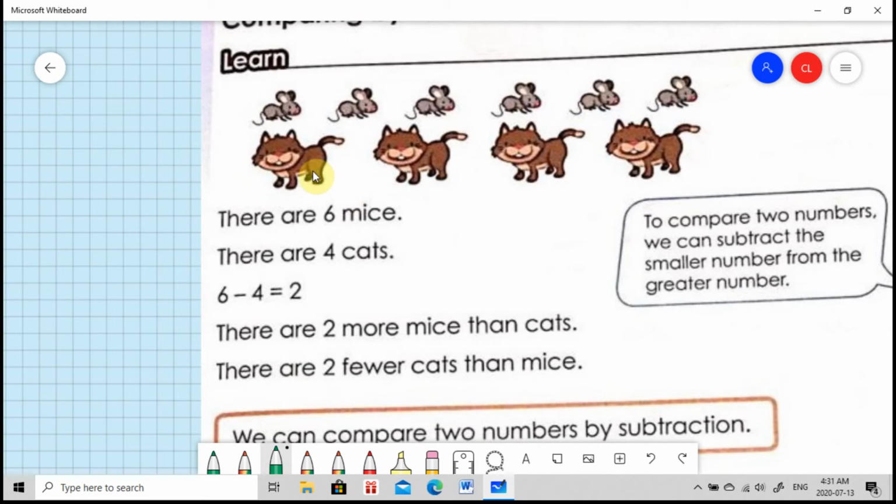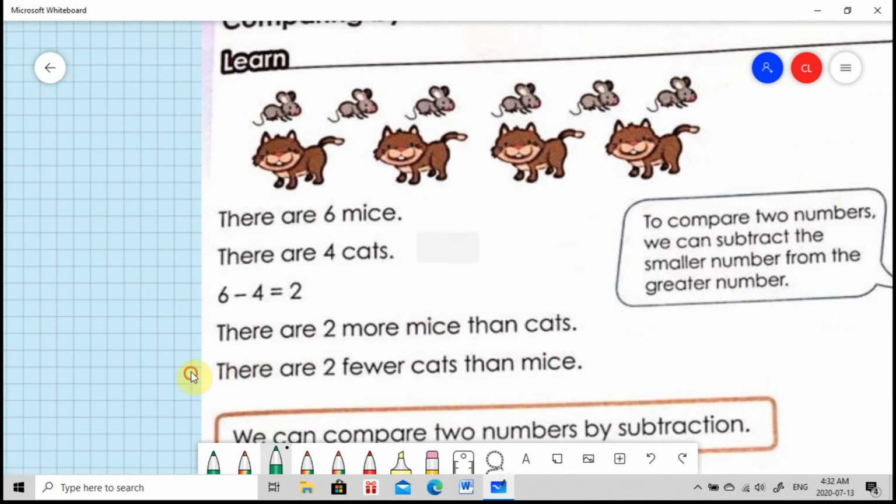So you take the mice, 6 minus 4 cats. You realize there are 2 more mice than cats, but that is also the same as saying there are 2 fewer cats than mice. To compare two numbers, we can subtract the smaller number from the greater number. The greater number is 6, the mice. The smaller number is 4, the cats.